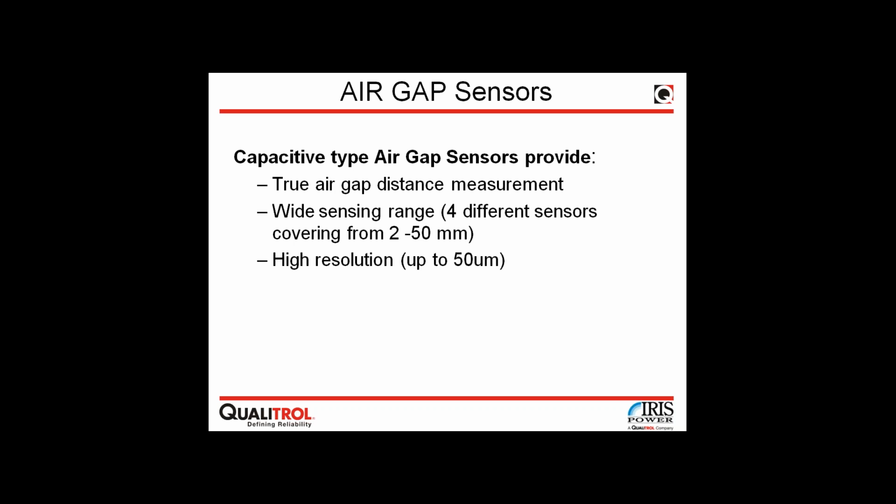The system can provide two air gap distance measurements, which means online and offline, so the machine does not have to be spinning for this one, and we can measure the air gap in a stationary mode, or in a startup mode or in a shutdown mode. And there are actually four different sensors covering the wide distance range from 2 to 50 millimeters, and depending on the size of the gap, we will recommend the appropriate sensor.